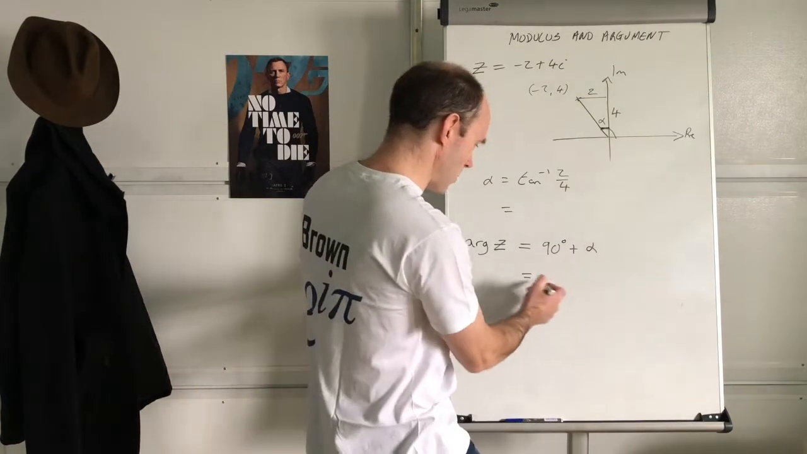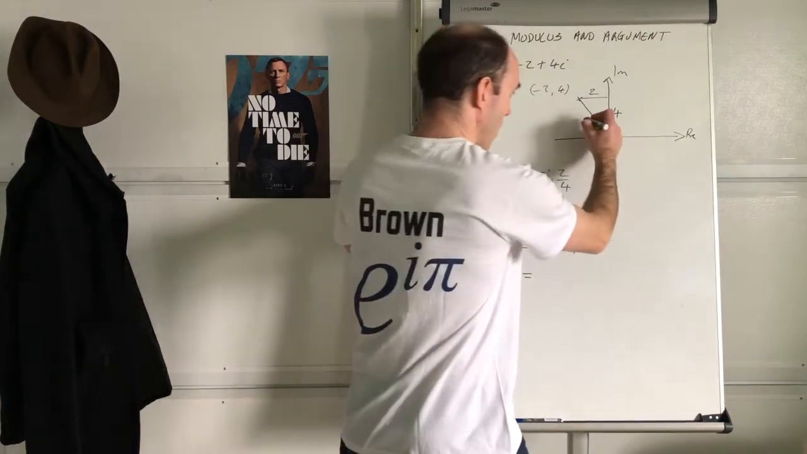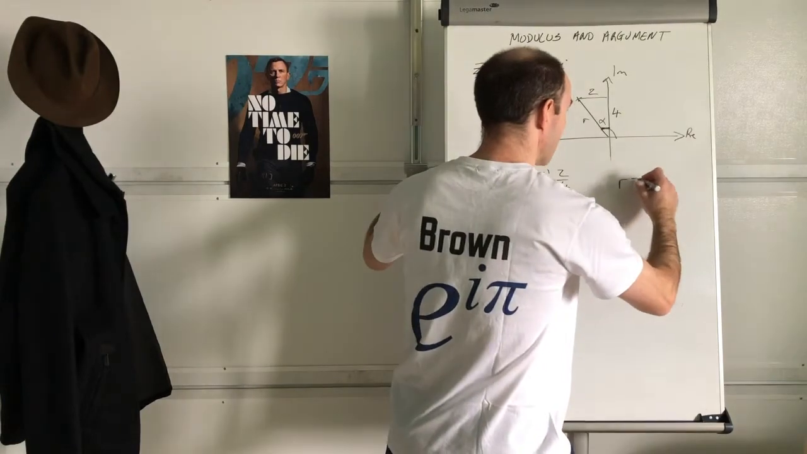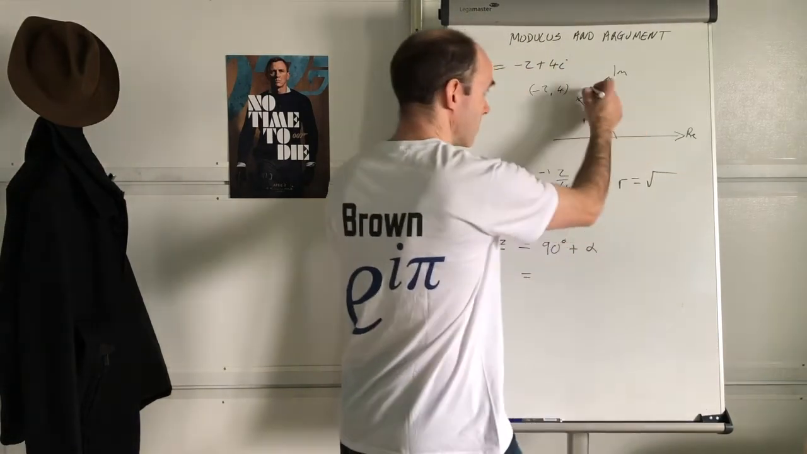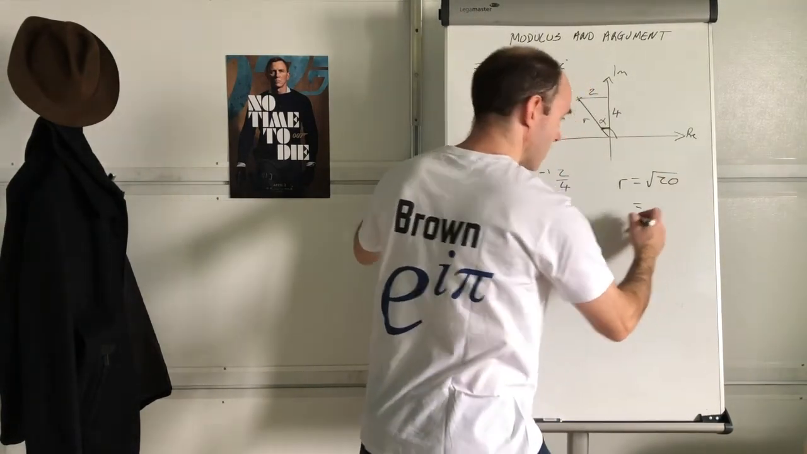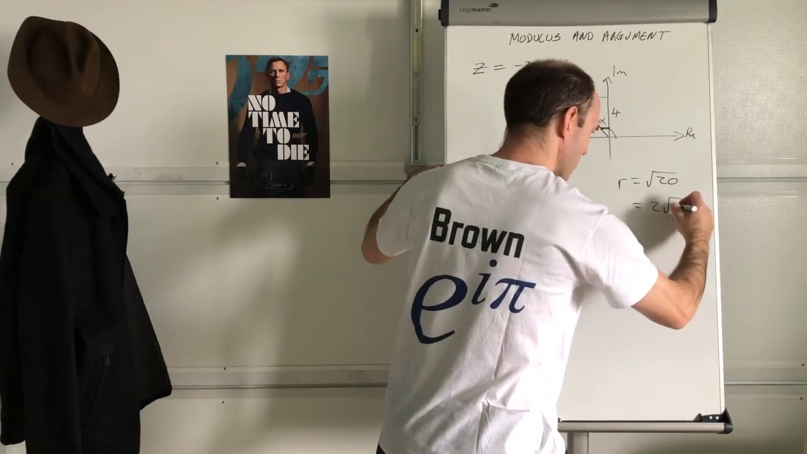So you can work out what that actually is. In terms of what r is, that's always going to be easy. So r is going to be the square root of 16 plus 4, so root 20. And you can always simplify that, can't you? That's 2 root 5.